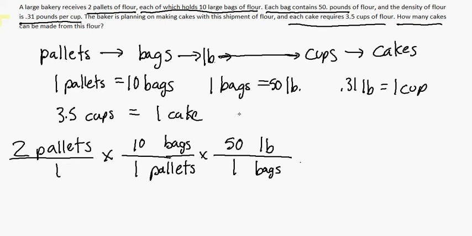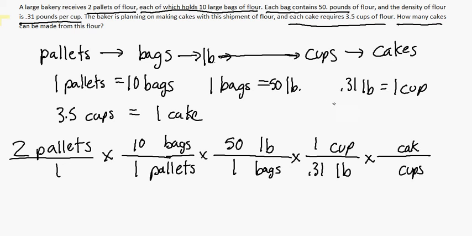Finally, we have our last conversion factor. Again, looking at units first, cups need to go on the bottom to cancel with the cups from before, leaving cakes on top, and it is 1 cake for 3.5 cups. At this point, we would go through and solve this to find that, as we see, it comes out to 920 cakes.